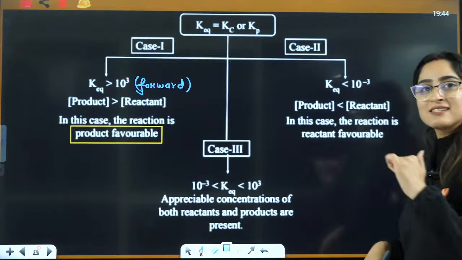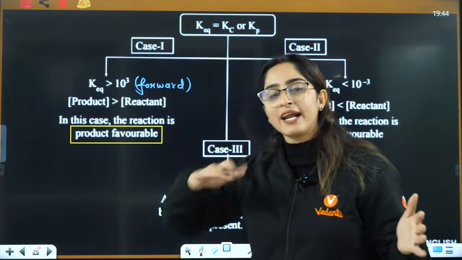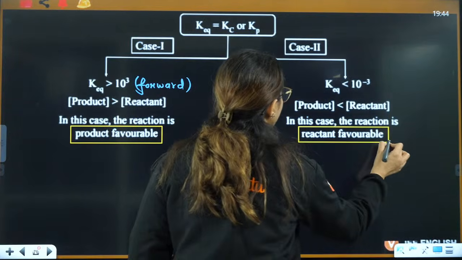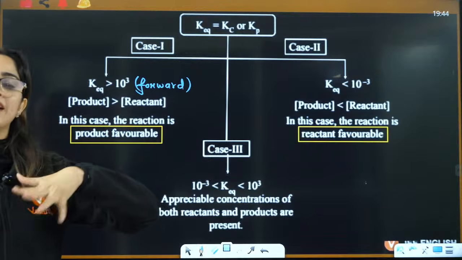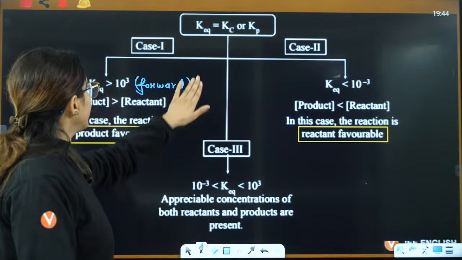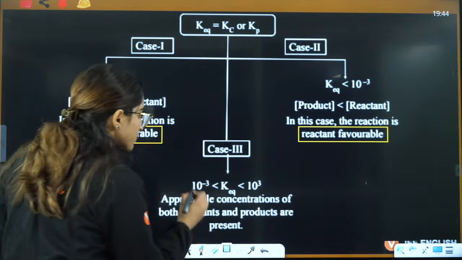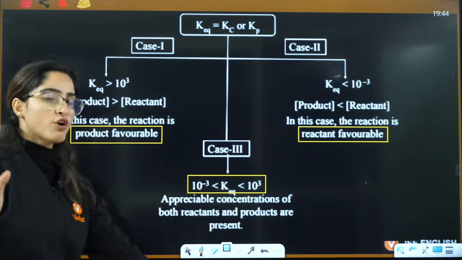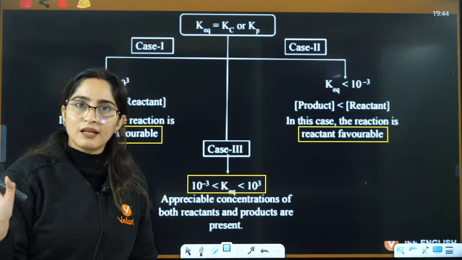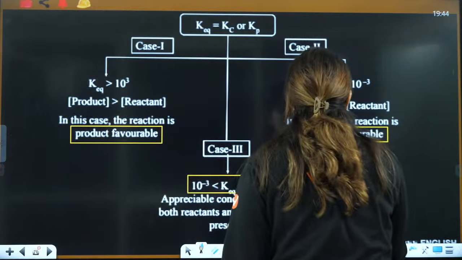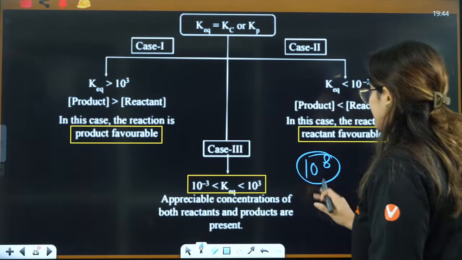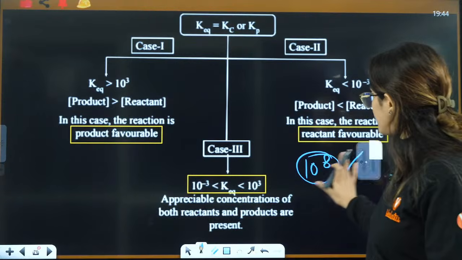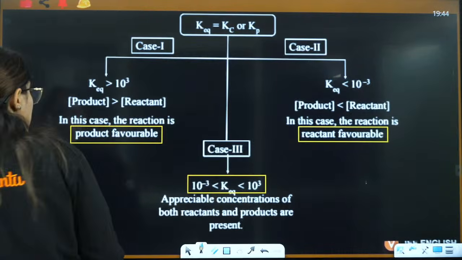If I say it is less than 10 raised to power minus 3, then it is so slow that it is reactant favorable, right? It is such a slow reaction that it is reactant favorable. But if it is between 10 raised to power minus 3 and 10 raised to power 3, then we can say appreciable concentrations of reactants and products are there, right? So if I see it is 10 raised to power 8, it is greater than 10 raised to power 3, so it will be product favorable. Okay, understood? So it was easy.